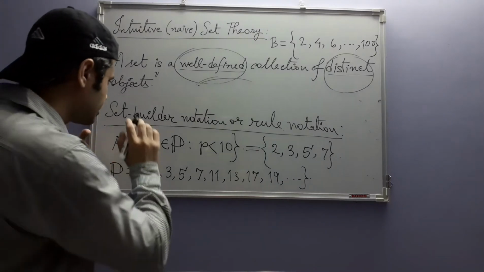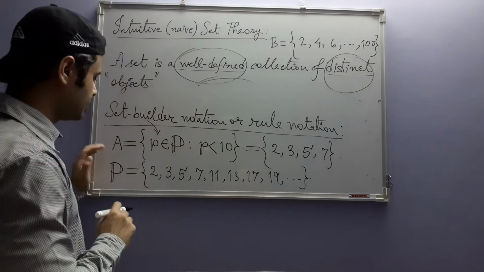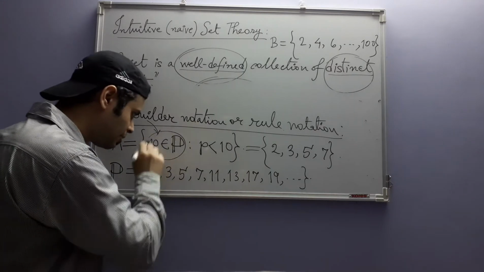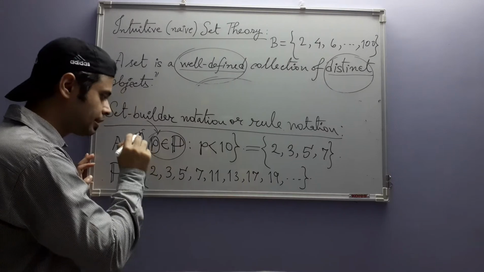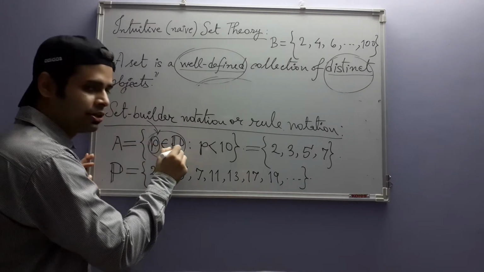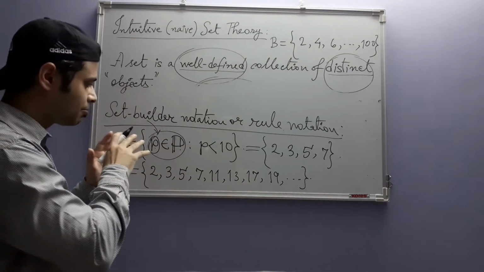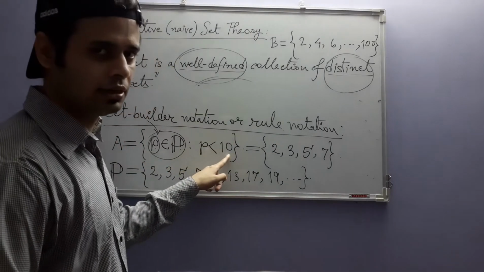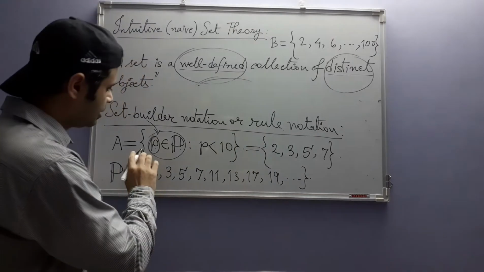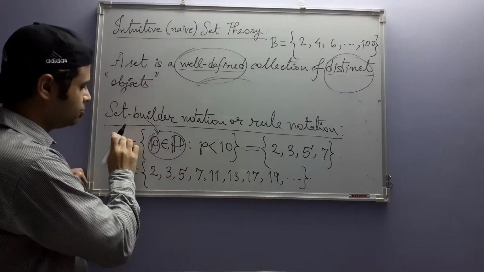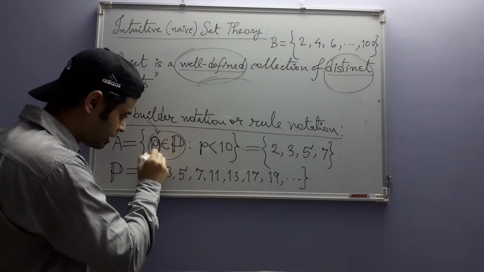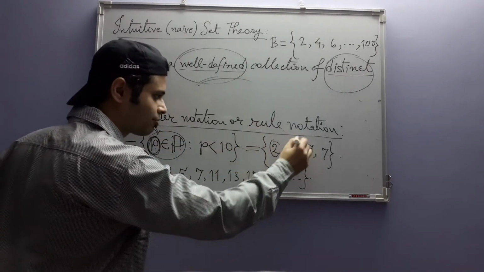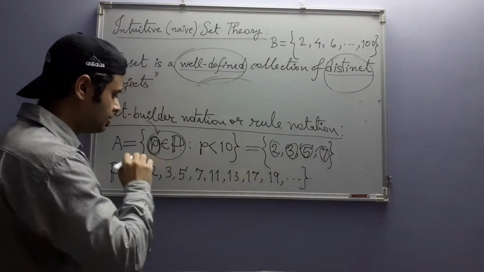So what the set builder notation says is that A is the set of all prime numbers small p. That means small p is an element of capital P. So what type of small p? Those p which are less than 10. So in set builder notation, what we do, we write a general element of the set. For example, this 2 or 3 or 5 or 7. These are p.